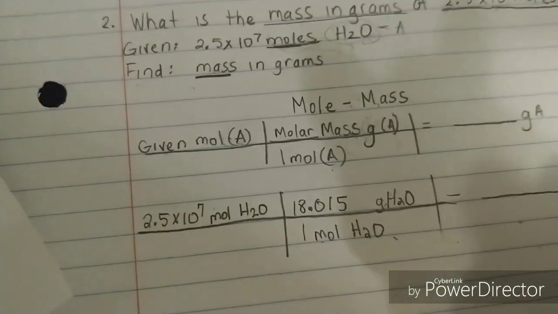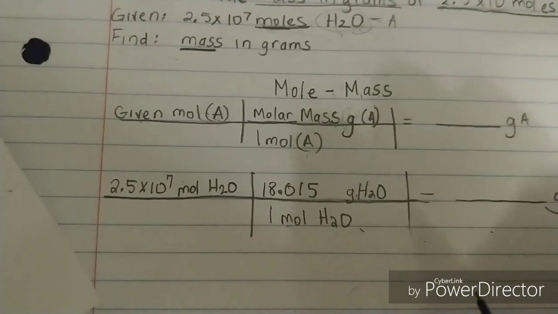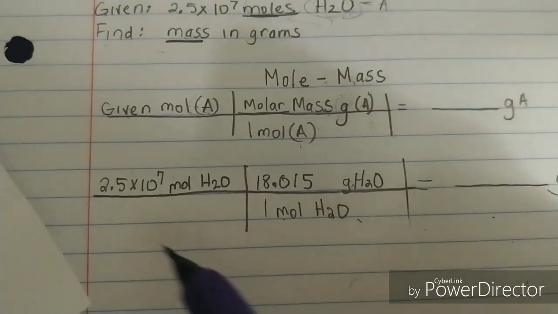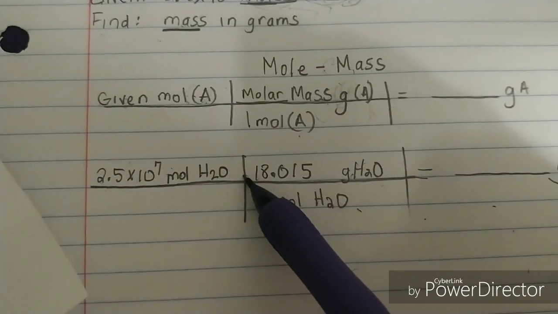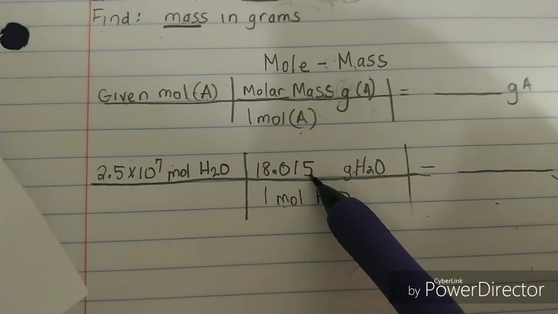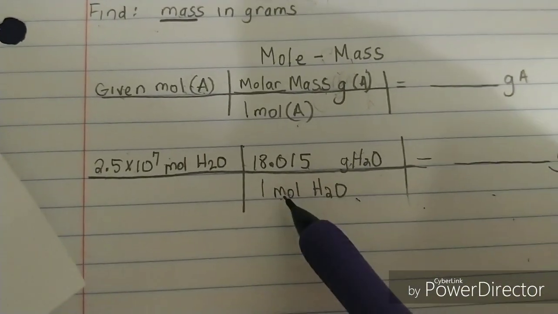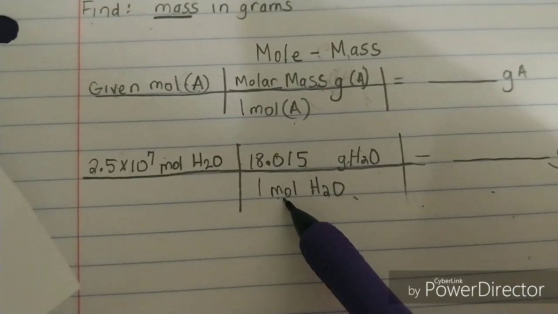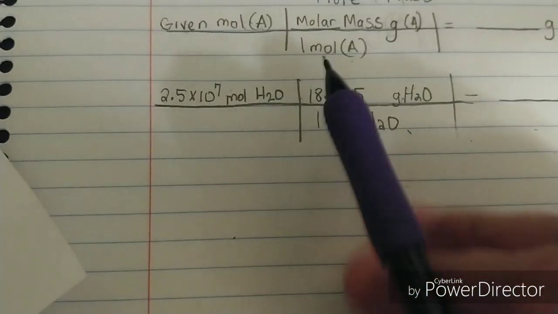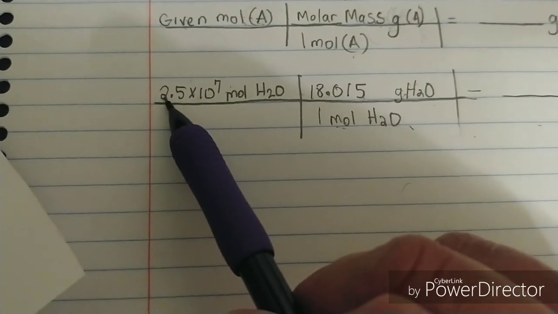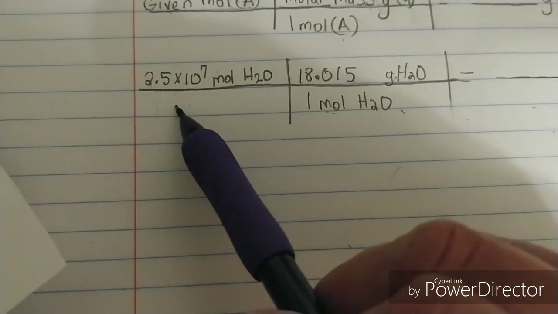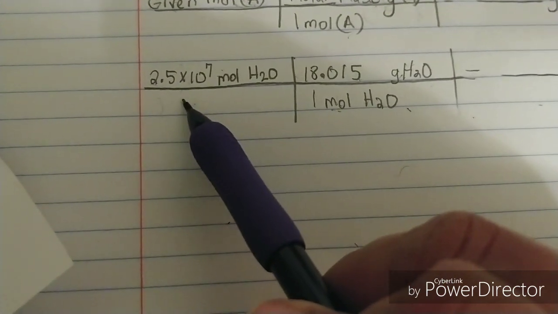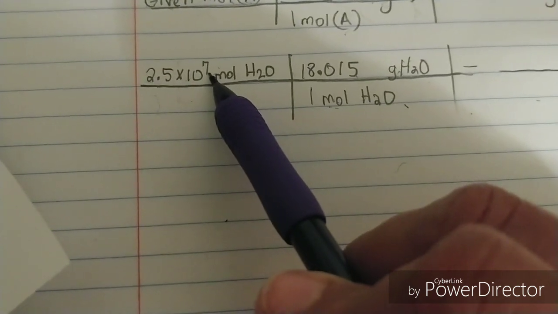Okay, so we've already finished setting up the problem. So now all you have to do is put it into the calculator. So we're going to put 2.5 times 10 to the 7th multiplied by 18.015. Whatever that number comes out to, divided by 1, which anything divided or multiplied by 1 is the same thing. When you're entering this number into the calculator, you would enter it as 2.5, and there's a button which is the exponential function that says EE. So you would put 2.5, press that EE button, 7 times 18.015.